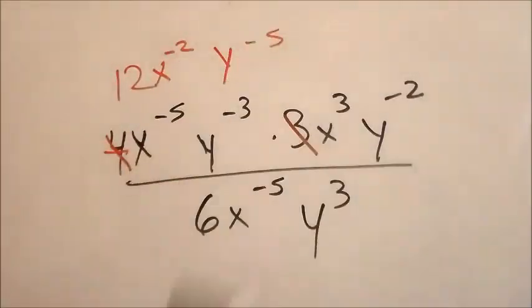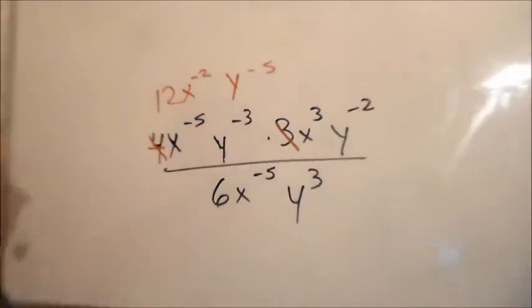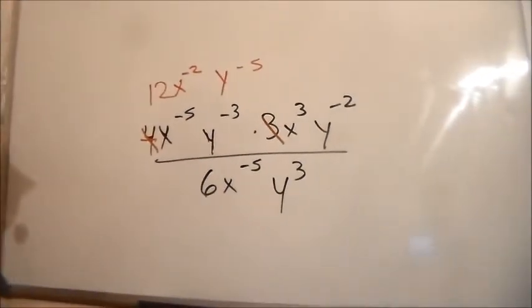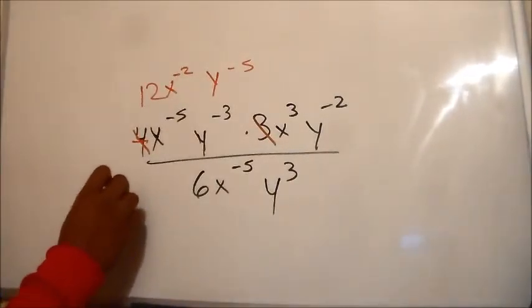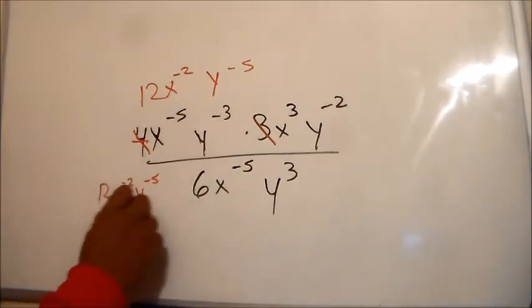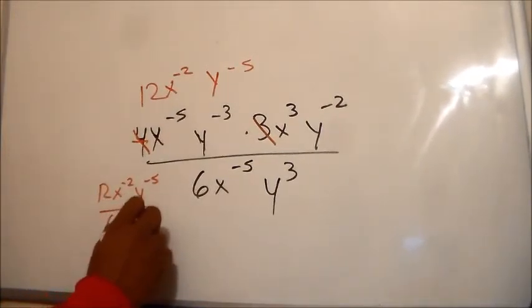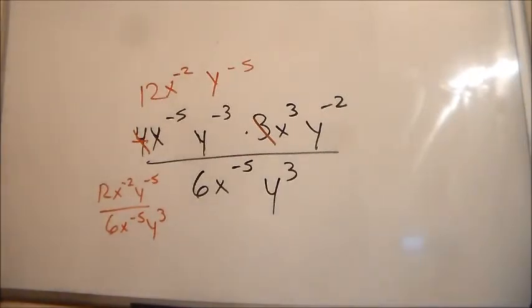And the bottom just kind of does its own thing. So what we have at the bottom is 12x to the negative 2, y to the negative 5, over 6x to the negative 5, y to the 3rd power. Now, we look at this, and we see some x's and y's, we see some variables with some bad attitudes, don't we?